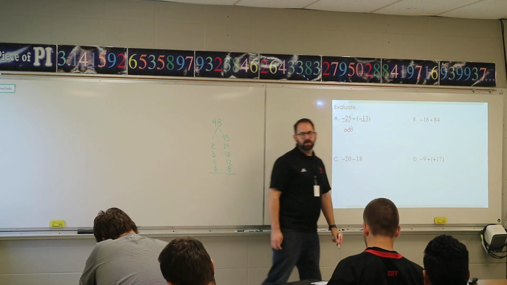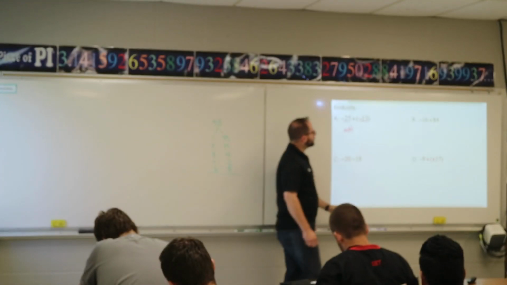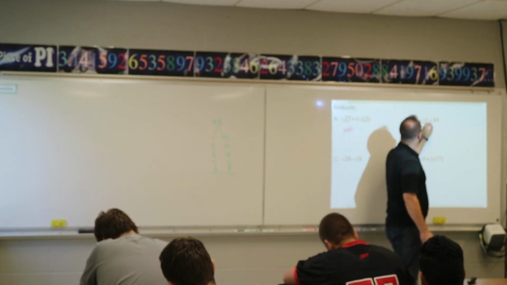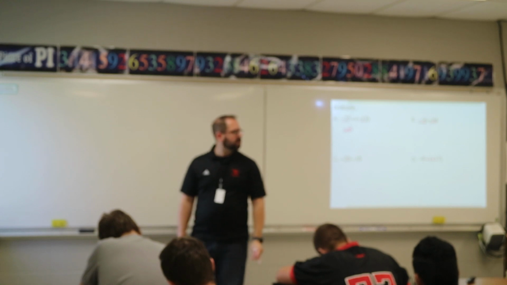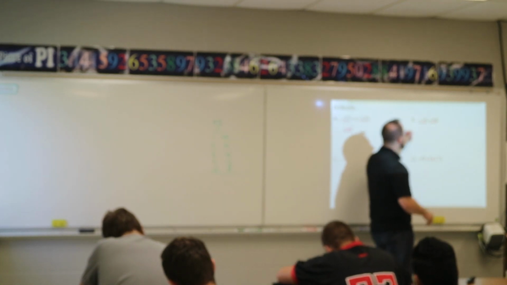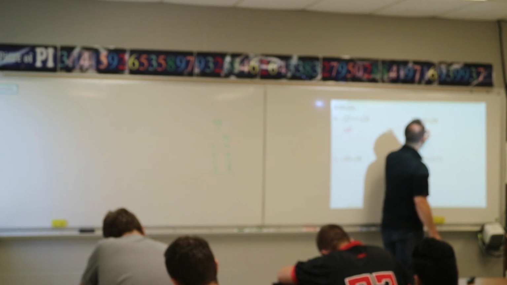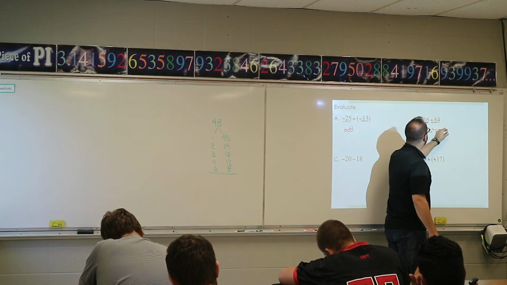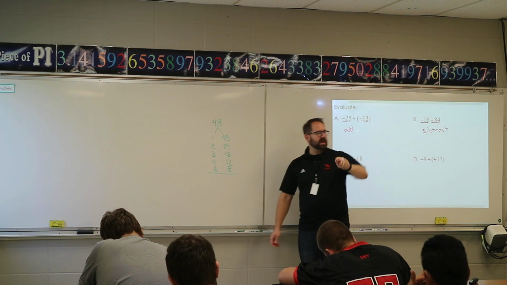Okay, I'm going to add those two numbers together. On the next one, are these the same type of number? Negative 16 and a positive 84. No, they're not, right? One's a negative, one's a positive number. I'm going to have to subtract these numbers. I can look at it in the first second and know if I'm adding or subtracting.